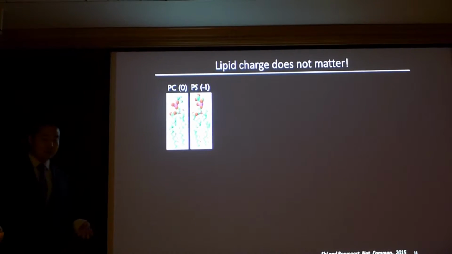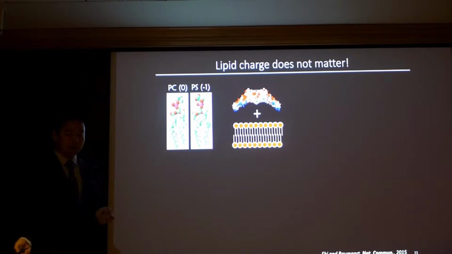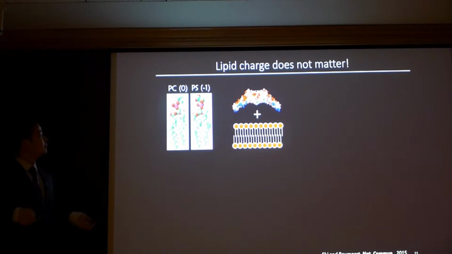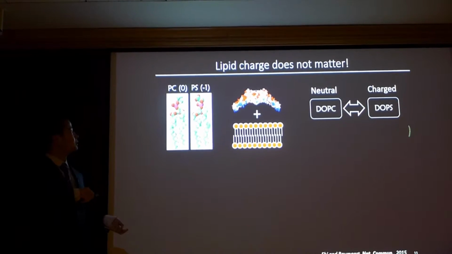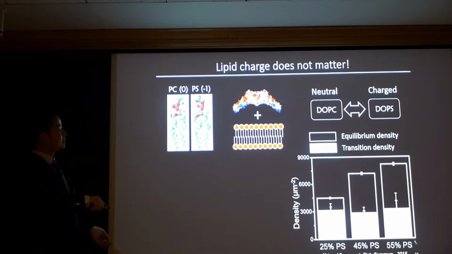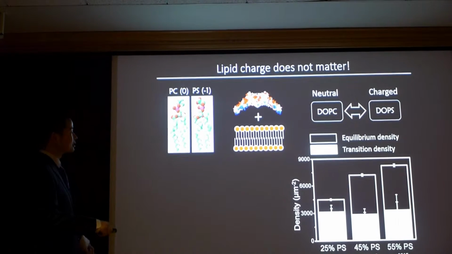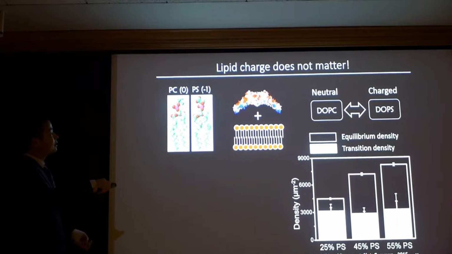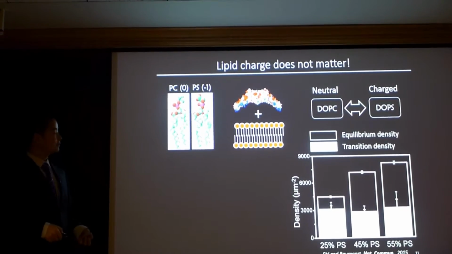And the charge of the membrane is crucial for the membrane binding of borrowing proteins. In this experiment, we simply replaced DOPS with DOPC. And what we found was indeed, with a higher percentage of charge, the protein binds stronger to the membrane, as indicated by an increase of equilibrium density.